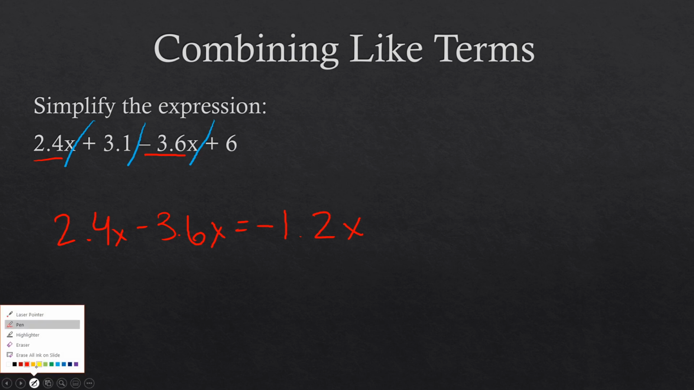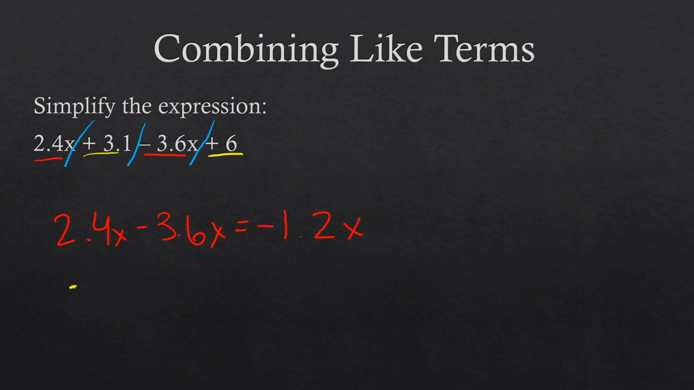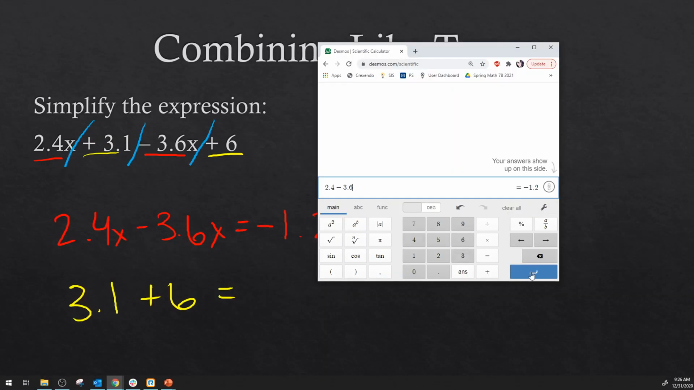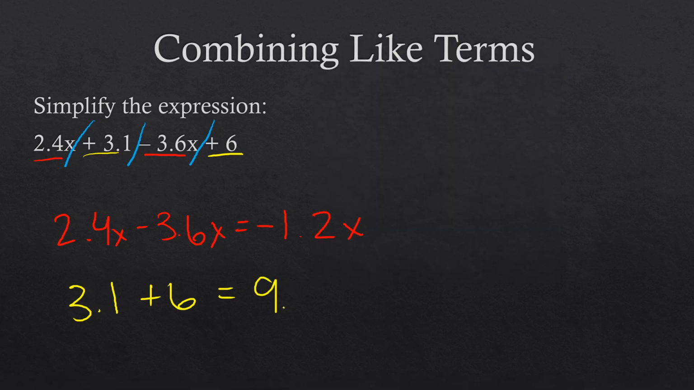All right, next, let's do our numbers. So I have a 3.1, and I'm adding this to 6. 3.1 plus 6, we can type this into our calculator as well. If you want to do this by hand, you're more than welcome to. Again, I like to use the calculator just to make sure that we are keeping everything correct and our final answer matches what we think it should be. So 3.1 plus 6 gives us 9.1.